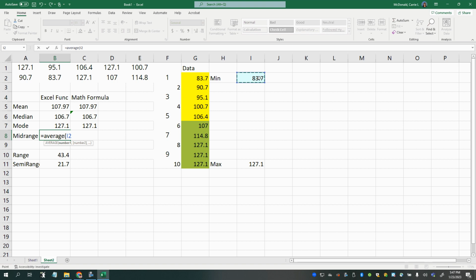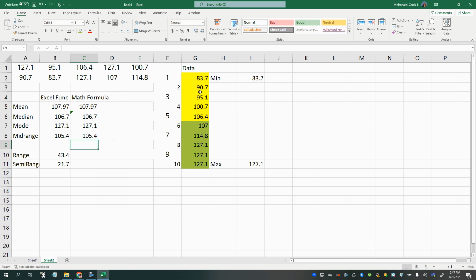And you can use a comma in between them if they're not side by side, so it's easy to select them together. You can actually select one cell at a time and just separate them by commas if you ever need to do that. I could also simply add 83.7 plus 127.1, close the parentheses and divide by 2, right? So I was just checking that my Excel function and my math formulas are giving me the same answer.